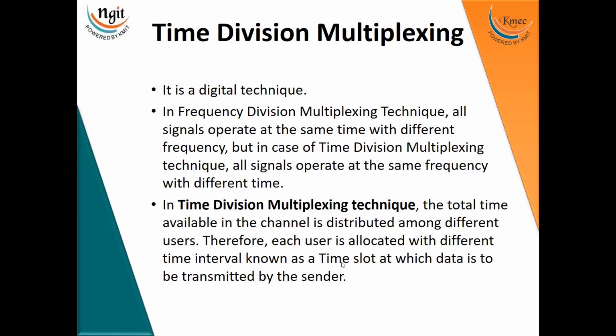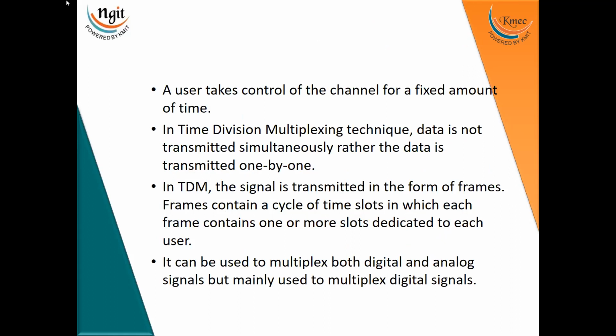Therefore, each user is allocated a different time interval, based on the requirement and the need. The time slot is allocated to each and every center, and the user takes control of the channel for a fixed amount of time. In time division multiplexing, the data is not transmitted simultaneously.